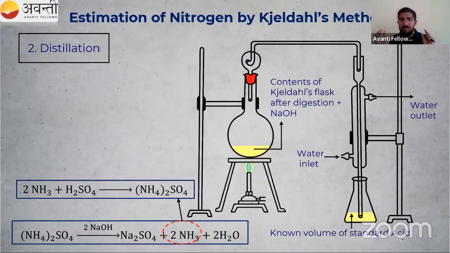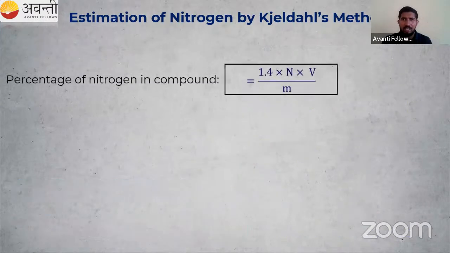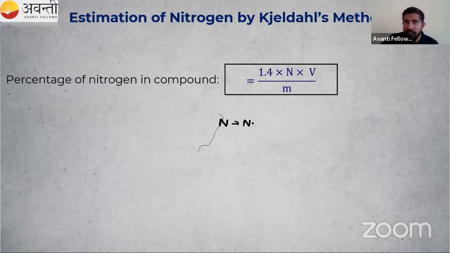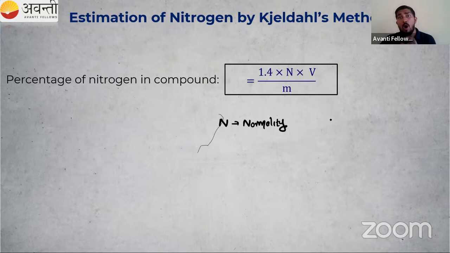There are so many derivations, so I'm giving you the final product. You have to study the final product, then you can solve any questions. So we will discuss the important points related to Kjeldahl's method. After all the derivation, here on your screen, you have the final equation. How to find the percentage of nitrogen in an organic compound using Kjeldahl's method? Take 1.4 into N. What is N? N is our normality.